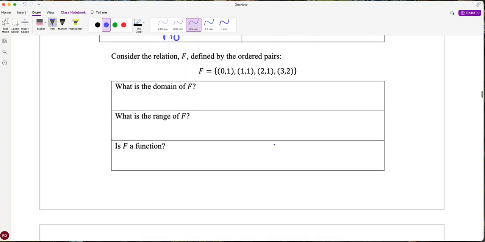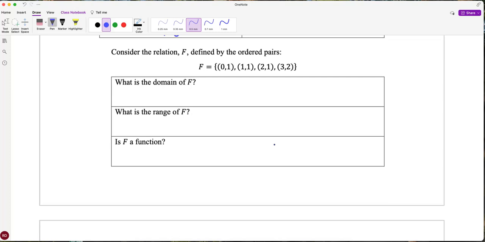The other way I could define a relation is just give you ordered pairs like x's and y's. What's the domain of this guy? 0, 1, 2, 3. Yeah, 0, 1, 2, 3. What's the range? 1, 1, 1, 2. Yeah, so just 1 and 2. Okay, so the range is 1 and 2.